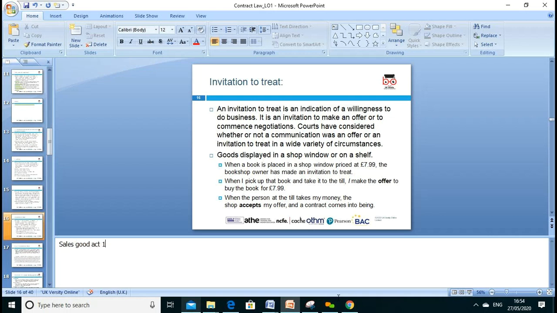Sale of Goods Act 1979. It says goods need to be fit for purpose. Let's say you bought a book for the kids to read, but your loved one is under 18, and the book is suggested for over 18, and now you want to return it, and they will say, sorry, we don't want to accept it.